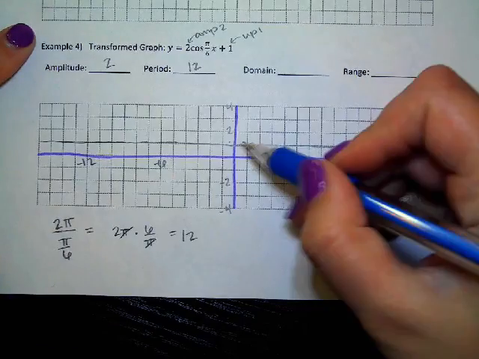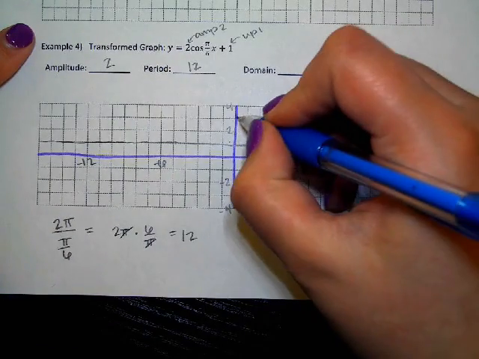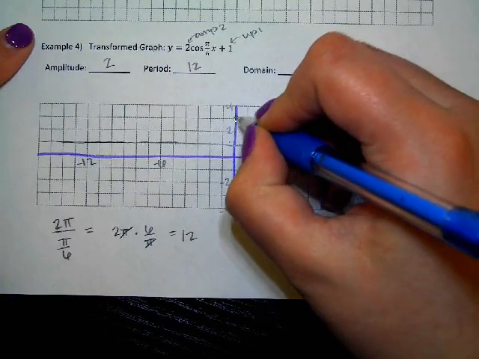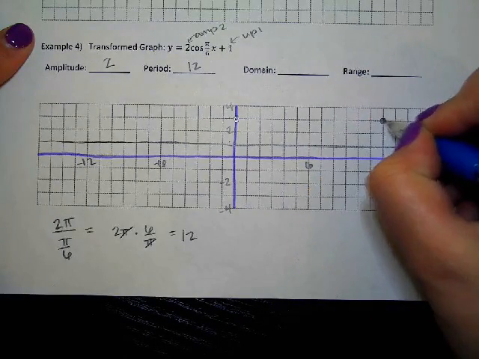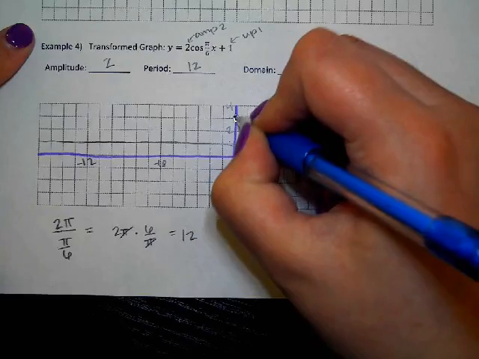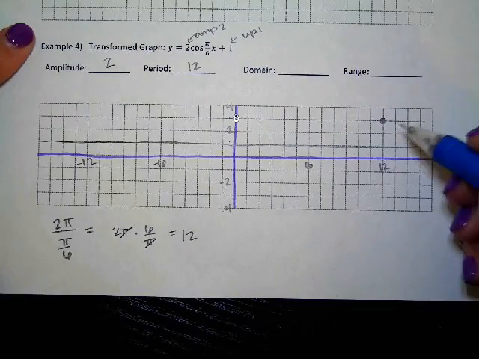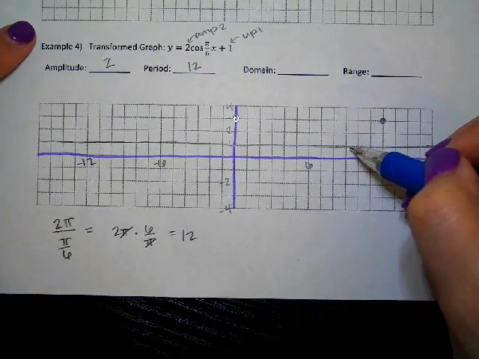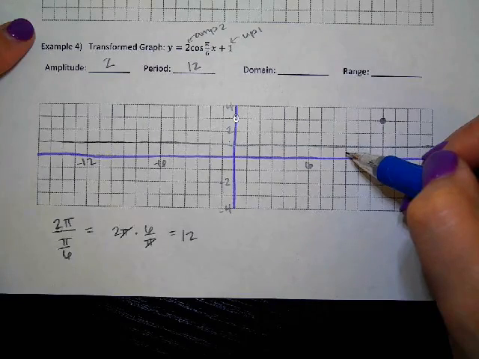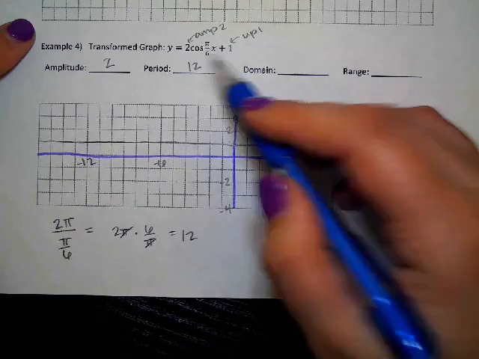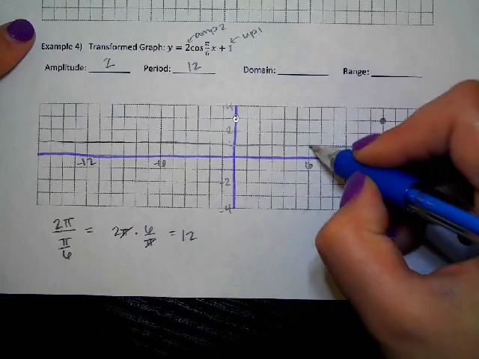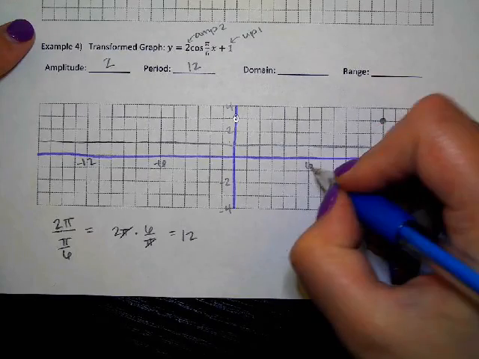So from the midline, I'm going to go up 2. It's going to start up 2. It's going to end up 2. And then what does a cosine graph usually do in the middle? It usually goes down 1 in the middle. So this cosine graph is going to go down 2 in the middle because it has an amplitude of 2.